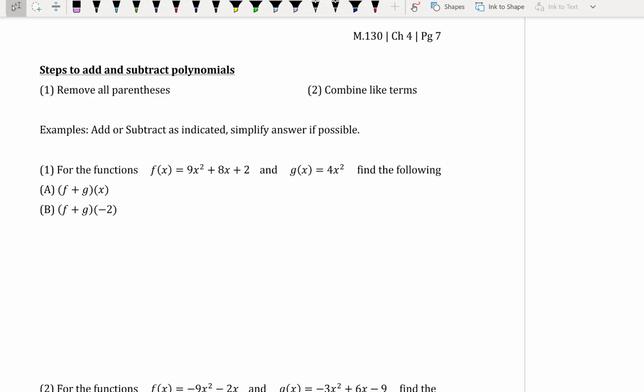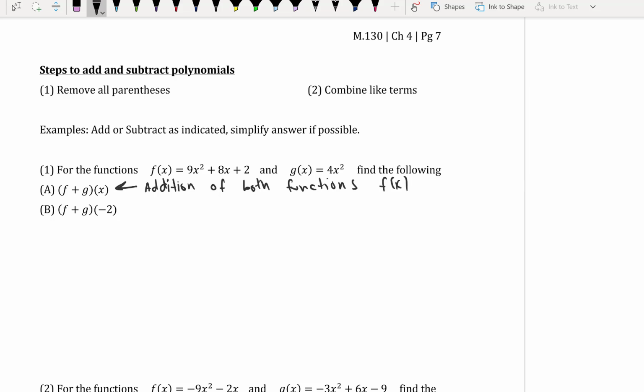So let's look at example number 1. So I have my function f of x, and I have my function g of x, and I want to find the following. So f plus g of x. So that's going to be my part A. So this is the addition of the polynomials. So I'm going to say addition of both functions.